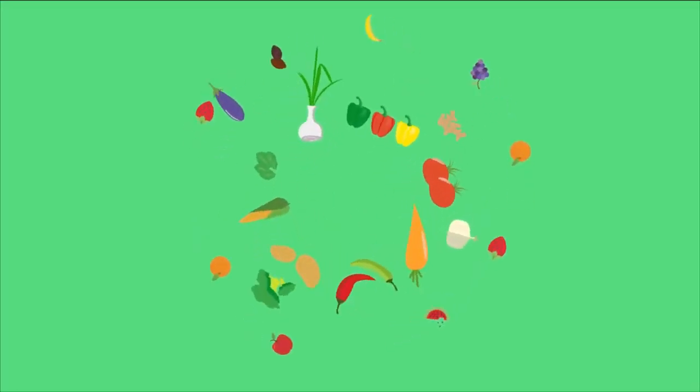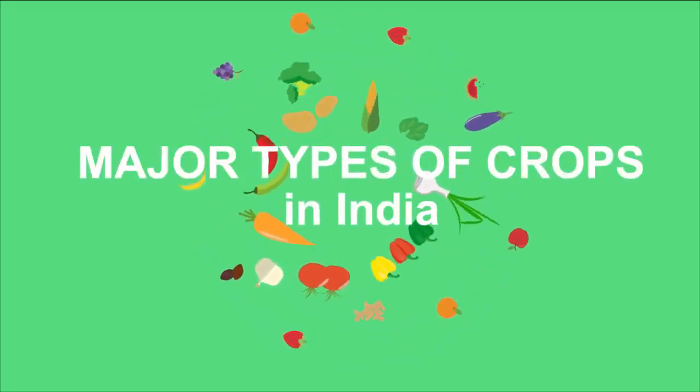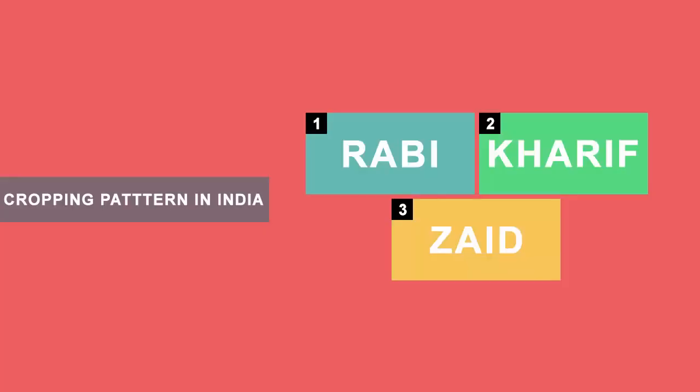Hi, in this video, we will learn about major types of crops that exist in India. Before we do that, we need to first understand the cropping pattern in India. That is, what are Rabi, Kharif and Zaid crops.